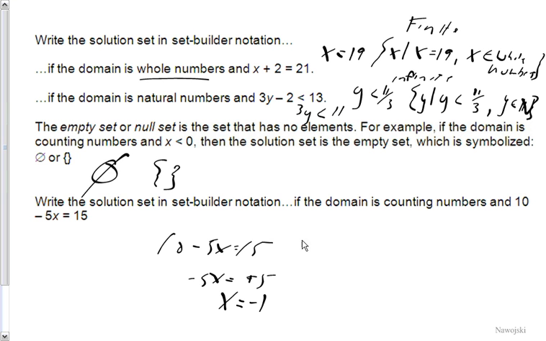Now, negative 1 is not a counting number. Remember, counting numbers start at 1, so there is no solution for this. So we say it's the empty set. Now, if I change this from counting numbers to integers, now we got an answer. But you can see that.